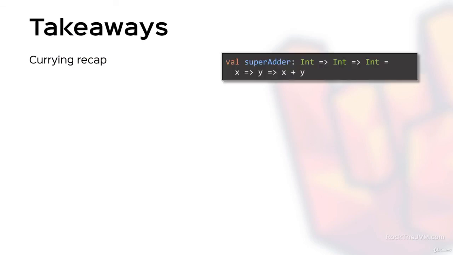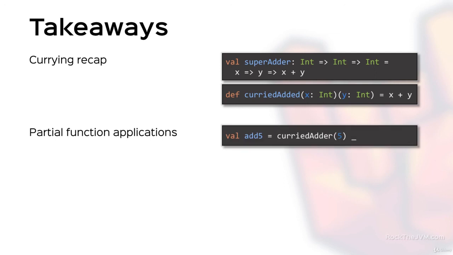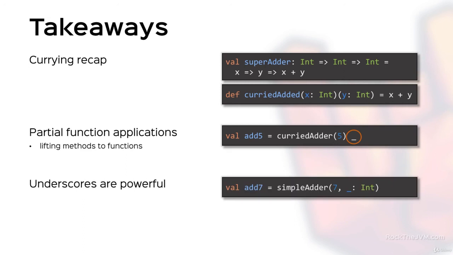All right, so what have we learned? We started by getting our background straight about currying and curried function values and curried methods with multiple parameter lists, and then we discovered partial function applications, which are a way of telling the compiler by providing special underscores to provide eta expansions for us, that is, turning methods into function values. So this is called lifting or eta expansion. Then we saw that underscores are actually very powerful, that by providing a typed underscore, you can reduce function arity, that is, convert functions from many parameters to fewer parameters.